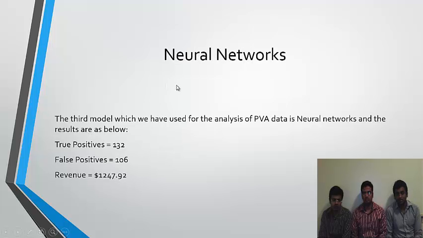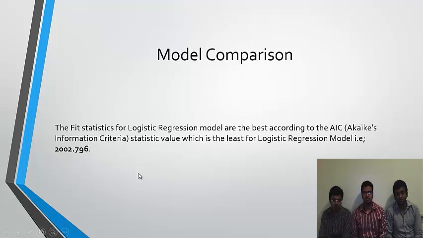Coming to the third model that we have used for the project, that is the neural network, we come up with true positives of 132 and false positives of 106. And we came up with $1,247 according to our formula. So we know that now the logistic regression that we use is the best model that generates the highest in terms of the revenue for PBA.